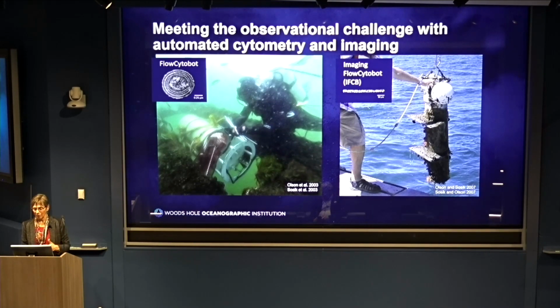The initial automated submersible flow cytometer we developed was optimized for very high sensitivity to measure those small cells like Synechococcus. And then the sister instrument, developed a little bit later, Imaging FlowCytobot, or IFCB for short, which integrates video imaging and is optimized for microplankton, the larger organisms like those diatom chains. This is essentially a robotic flow-through microscope.